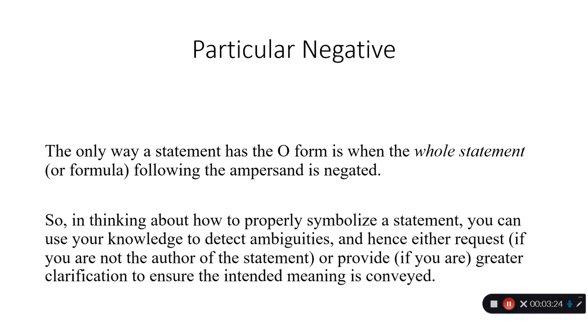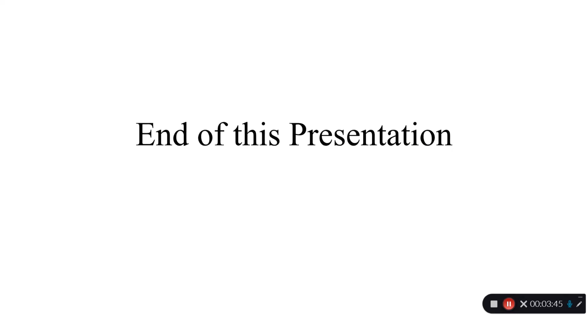So when you think about how to properly symbolize a statement, you can use your knowledge to detect ambiguities, and by doing that, you can either request more information from the author if it's not clear, or provide, if you are the author, greater clarification to ensure that the correct meaning is conveyed. Okay, that's the briefest of introductions to what we're doing here. That's enough for right now. The way you're going to really understand this is by working through examples, and I will be posting some homework problems.